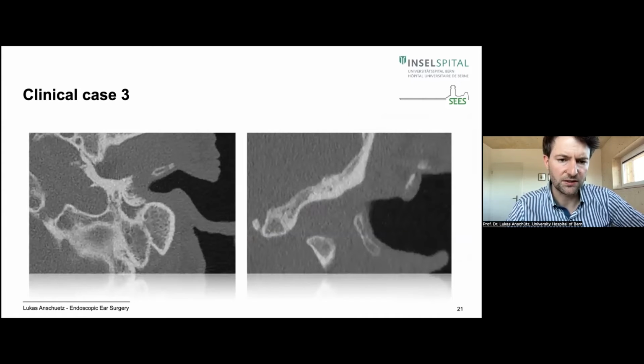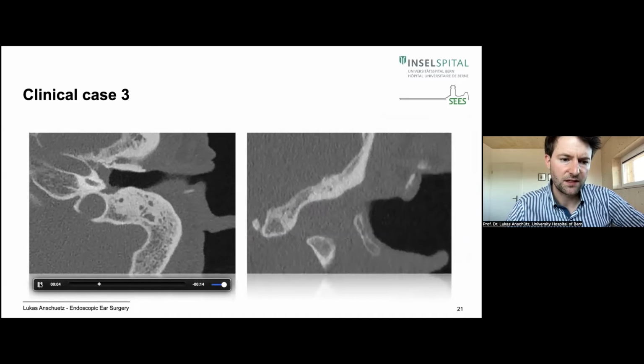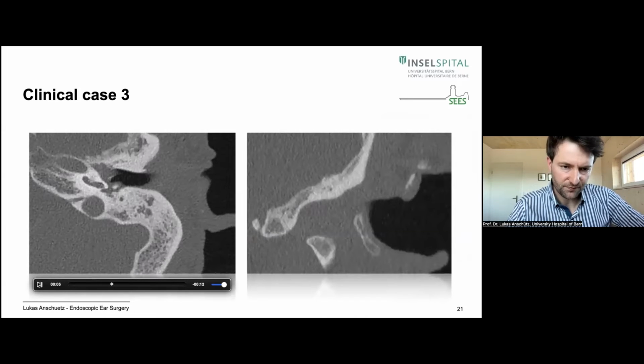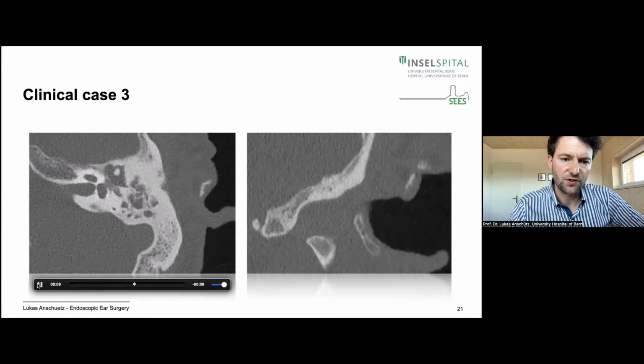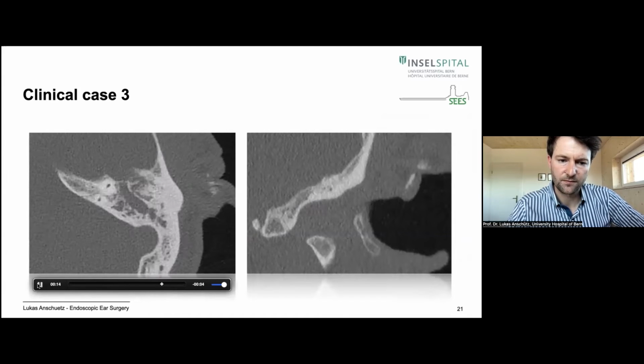Of course, I did a CT scan here again. And you can see the middle ear is actually completely full with granulation tissue or something else. The jugular bulb is quite high. And you can see here the incus, the refined incus, which was positioned again inside during the first surgery, but really everything is quite full, also the mastoid.